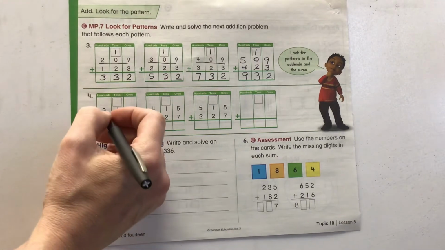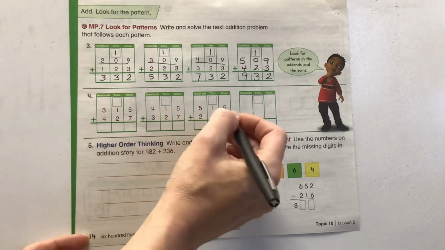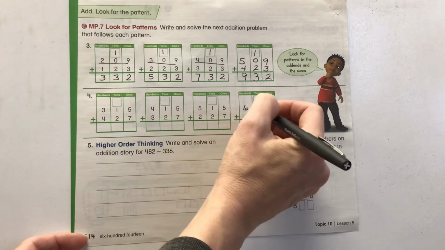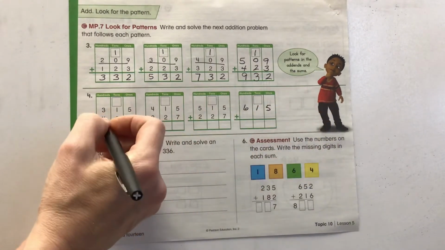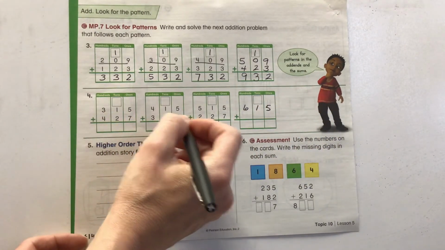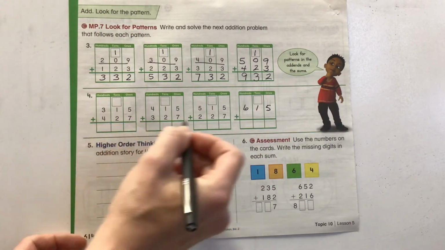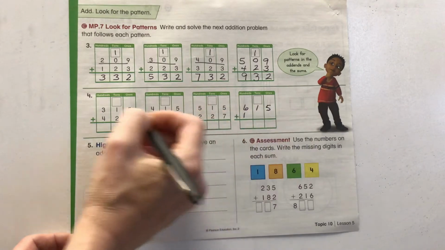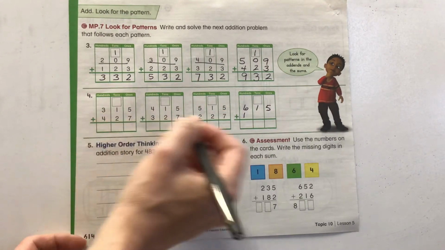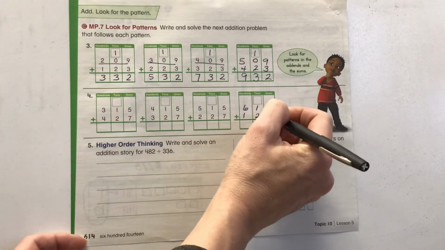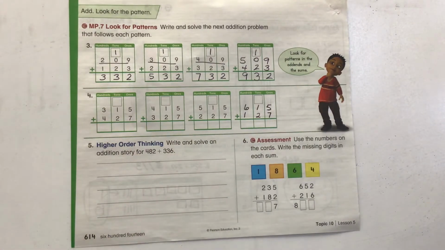315, 415, 515, 615, 427, 327, 227. Now with this pattern, we see it's 400, 300, 200, so it's going to be 100, but the numbers in the tens and the ones are not changing at all. So we'll go ahead and leave those in, and then we'll go ahead and solve.